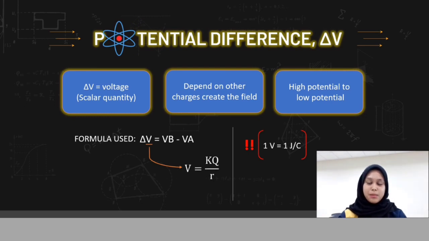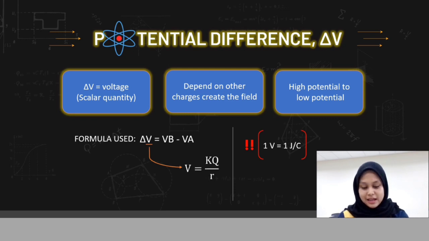Next, I will explain the potential difference. The potential difference is the difference in electric potentials between 2 points in an electric field. First, the unit for potential difference is delta V, referred to as voltage, and 1 volt is equal to 1 joule per coulomb. The formula is delta V equals VB minus VA, where V comes from V equals KQ over R.